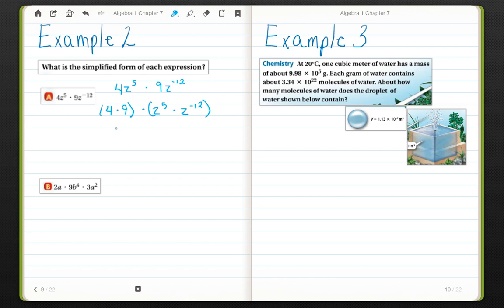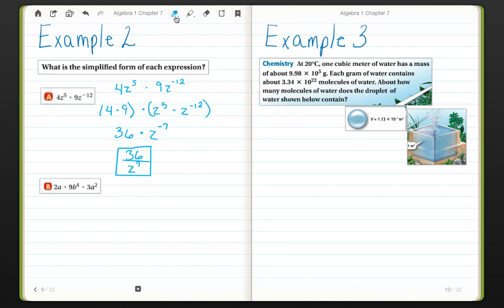Well, 4 times 9 is 36. Z to the fifth times z to the -12th: 5 plus -12 is -7. So z to the -7. Now that I've simplified and I have a negative exponent, now I need to put it into the reciprocal. So I will have 36 over z to the seventh power as my final simplified answer here.